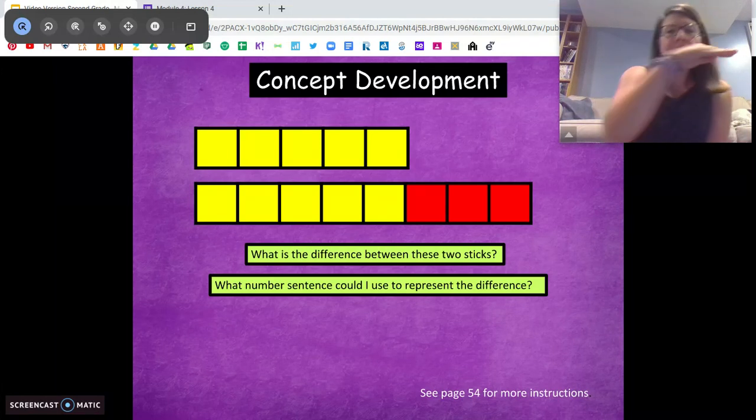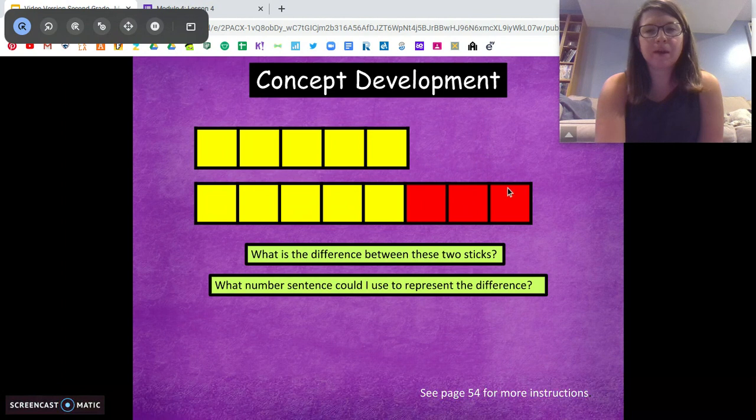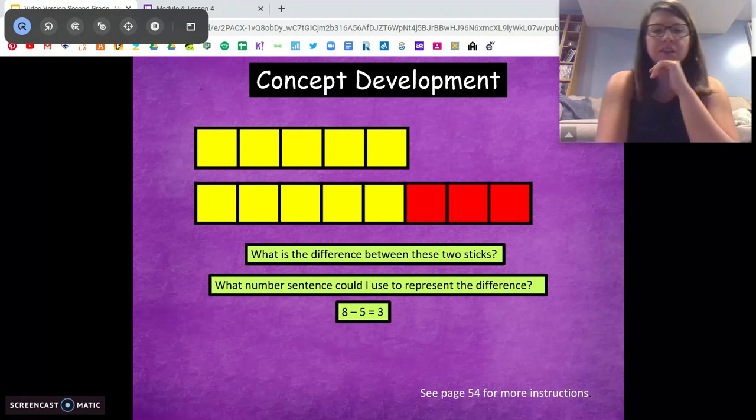Good. So I'm seeing 8 on the bottom and 5 on the top. We just talked about how the difference, I can see it right here, is 3. So I would say 8 minus 5 is 3. Did you get that? Makes sense, right?